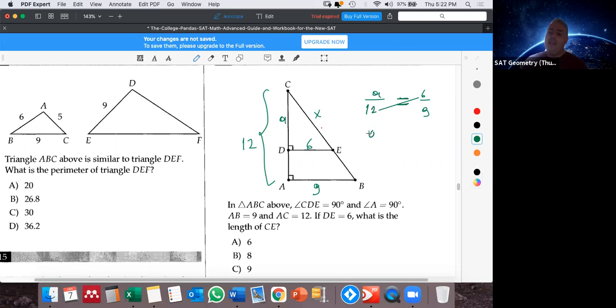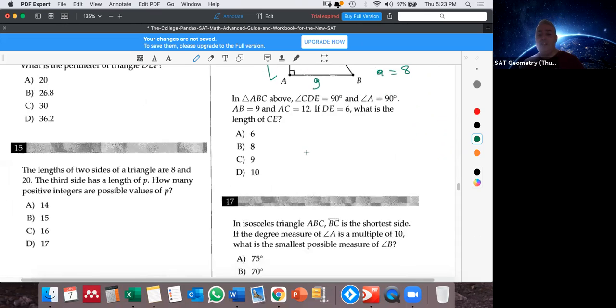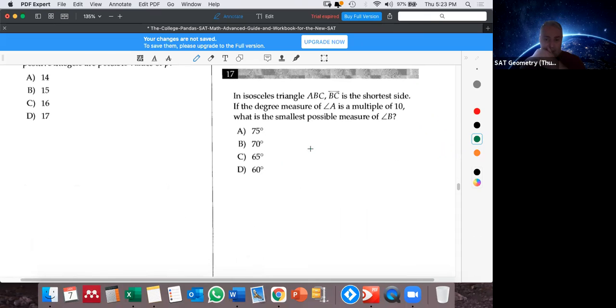So then A times 9, 6 times 12, divide by 9. So A is equal to 8. Now, when this is 8, similar triangle, 6 means 3 times 2, 8 means 4 times 2, X is 5 times 2, so 10. Finished. Or 8 squared plus 6 squared is X squared, so X is 10. Very good. Two different ways we have seen.